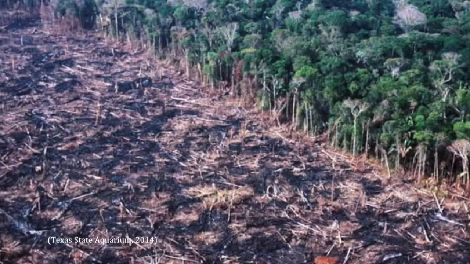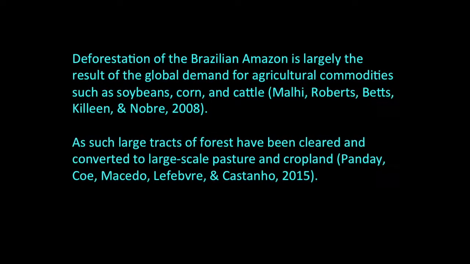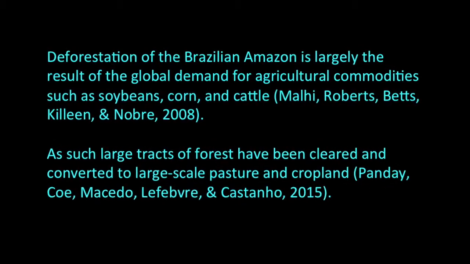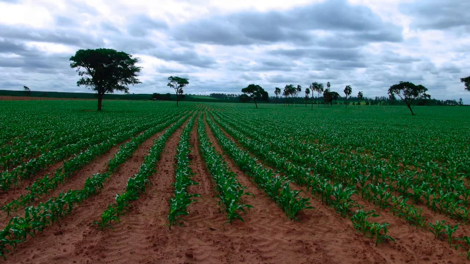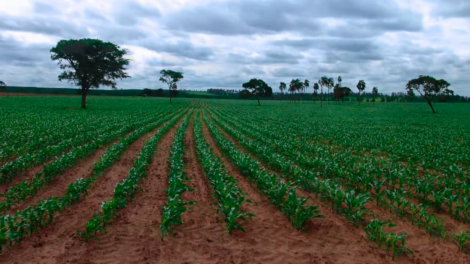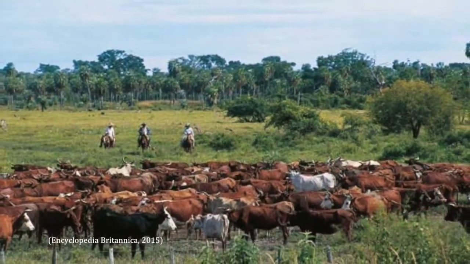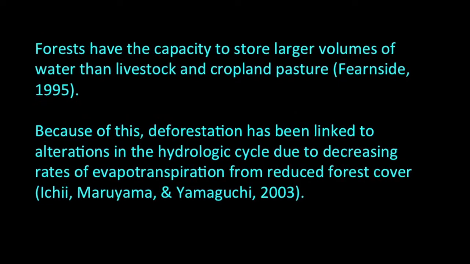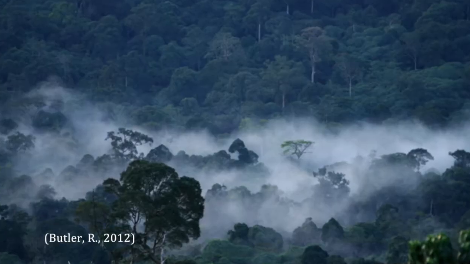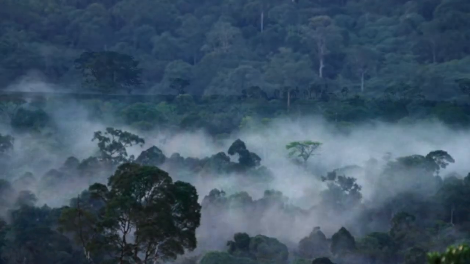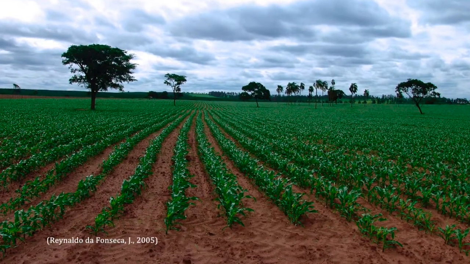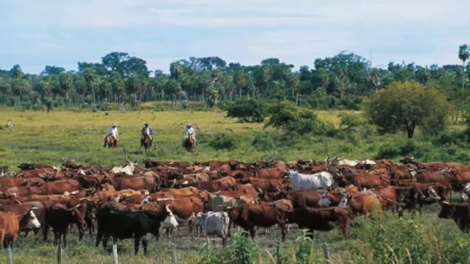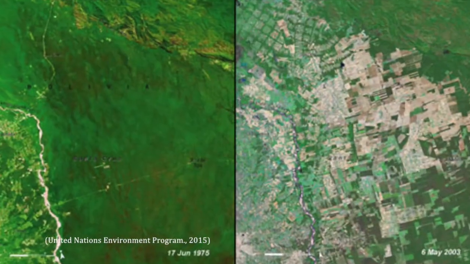Deforestation of the Brazilian Amazon is largely the result of the global demand for agricultural commodities such as soybeans, corn, and cattle. Large tracts of forest have been cleared and converted to large-scale pasture and cropland. Forests have the capacity to store larger volumes of water than livestock and cropland pasture. Because of this, deforestation has been linked to alterations in the hydrologic cycle due to decreasing rates of evapotranspiration from reduced forest cover.